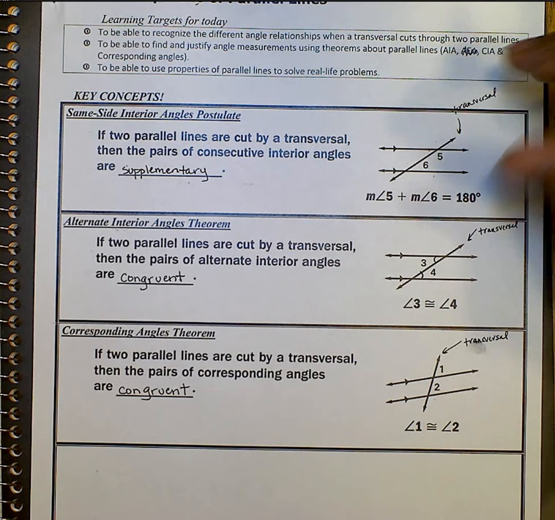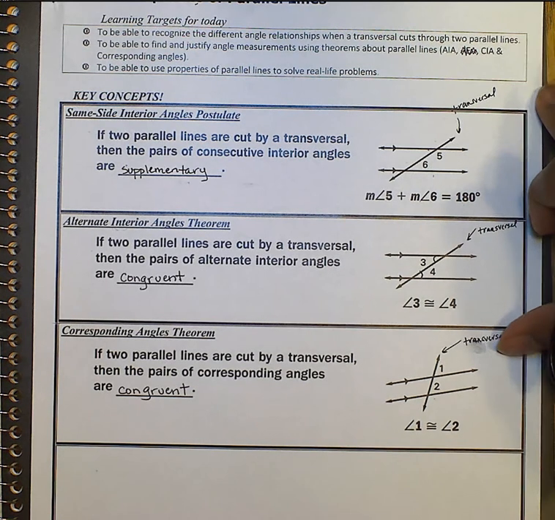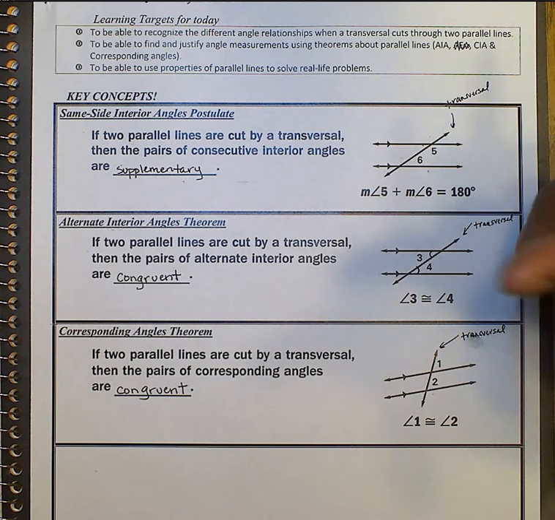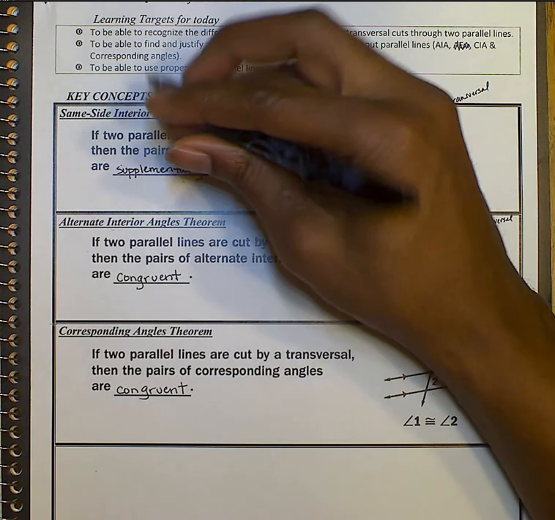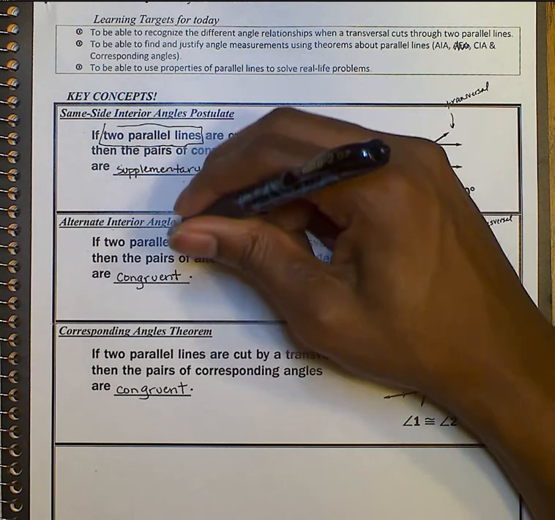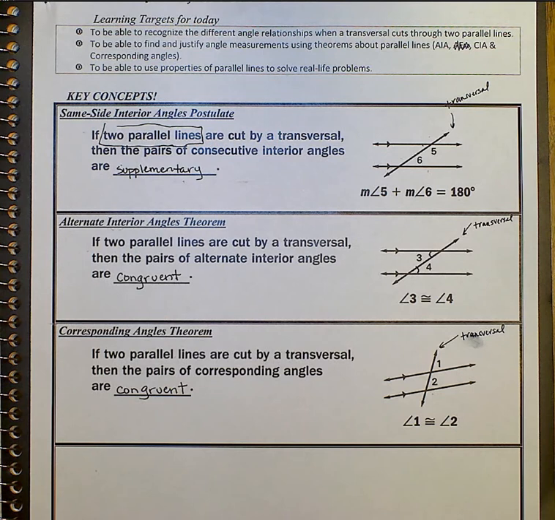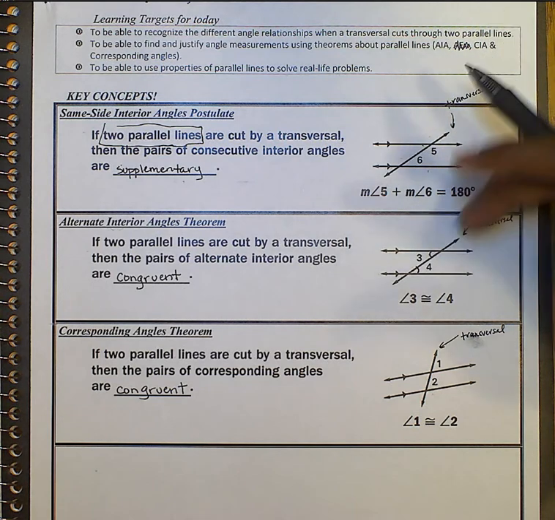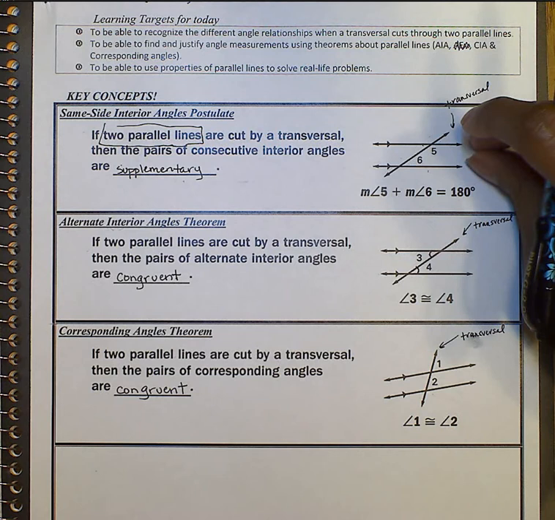Now, a big takeaway that I want you to remember is that these angles or these relationships are true when a transversal intersects two parallel lines. Two parallel lines. Notice that that's in each theorem or postulate. These postulates only tell us what they add up to or what their measures are if our transversal is intersecting parallel lines.